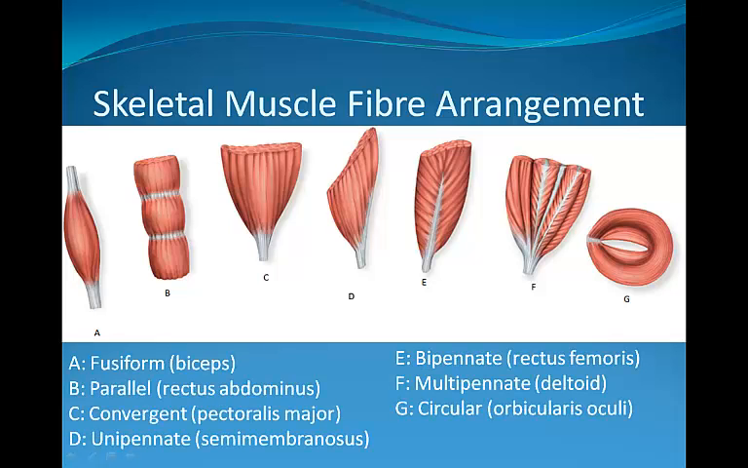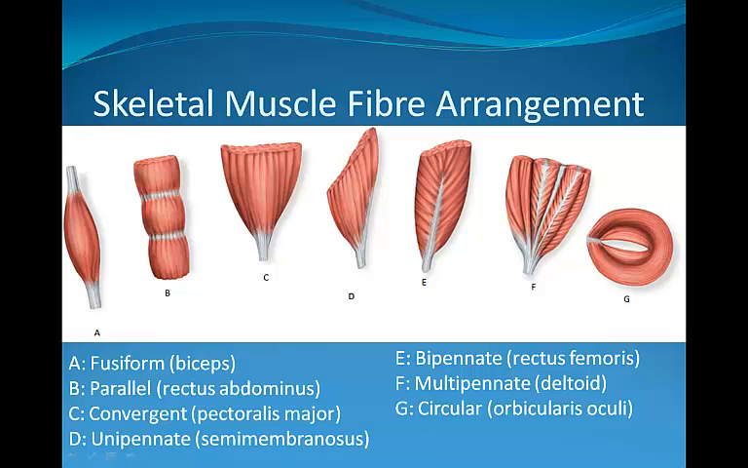A is a fusiform type, and that one is just found in your biceps. So you can just see the muscle fibers will run the entire length of the muscle, a nice plain muscle belly, and it's a really simple muscle. B is a parallel sort of muscle, and that's found in your abs, or rectus abdominis, and that allows for a nice tight curl in contraction.